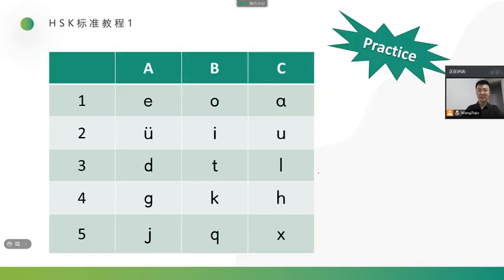Okay, just now we have learned the finals and initials, 声母、韵母, today in lesson 1. Now let's do a practice. I will read one of them. Please choose the one you hear. For example, like number 1.